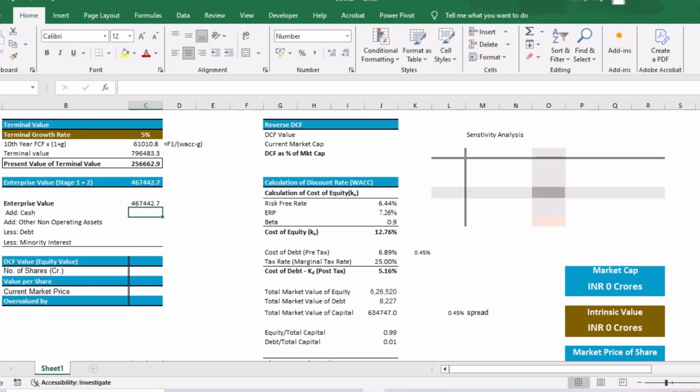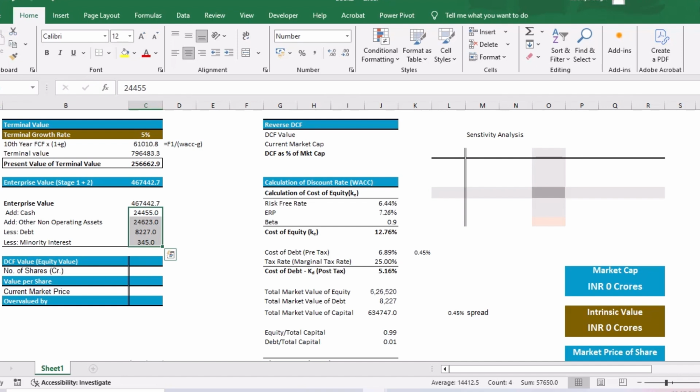Now to arrive at the equity value, we need to make certain adjustments. First, you can directly pick this data from the annual report, but for now I will directly take this to save time. You will find it in notes.com. All these figures are available. Okay, so we have all the figures.